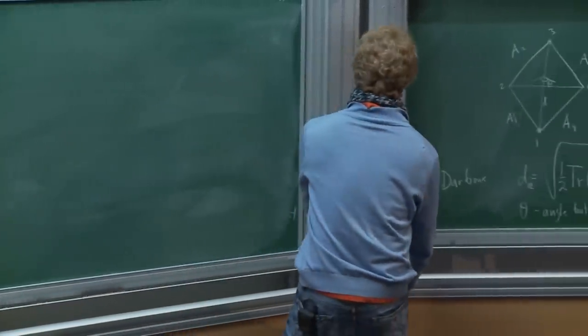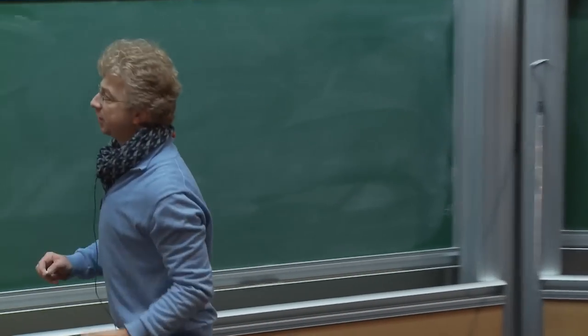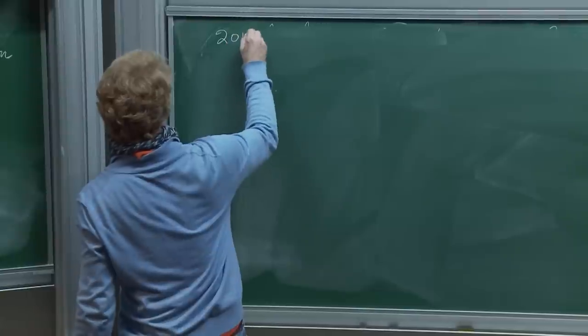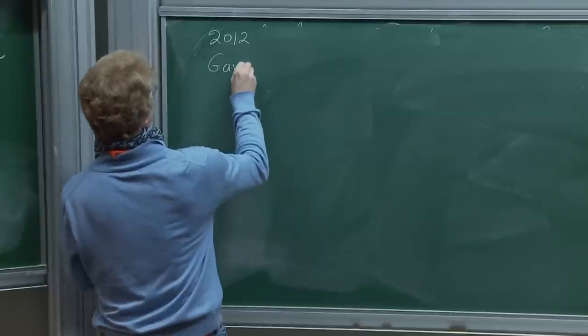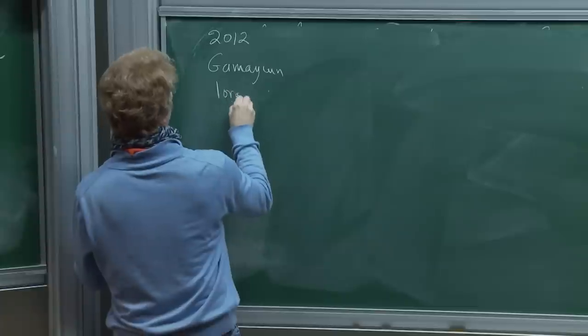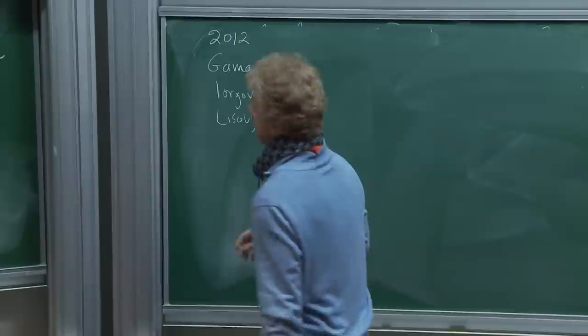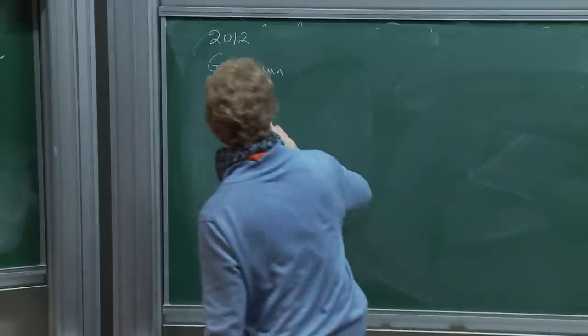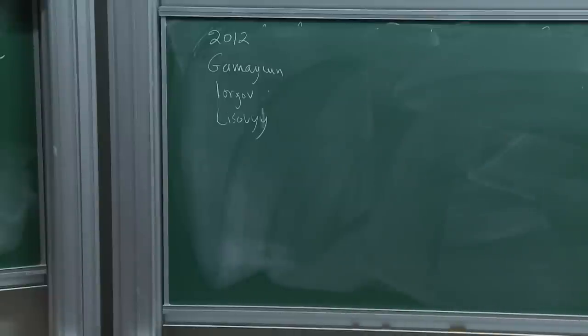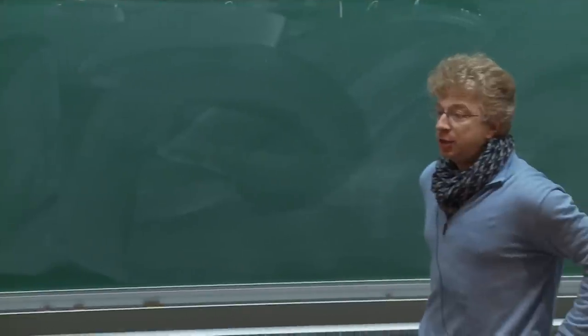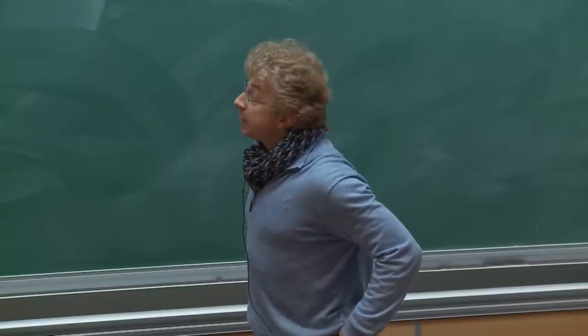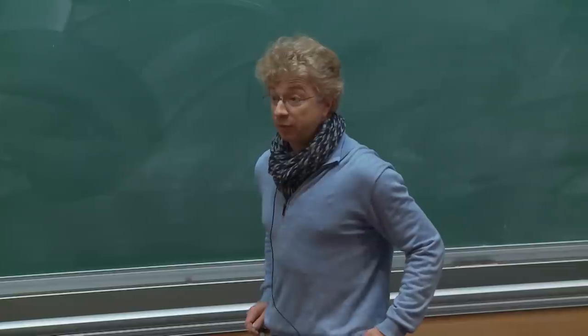And the interesting fact, which was observed as a conjecture at first, and I think proven some time later in 2012 by Gamayun, Iorgov, and Lisovyy, is that this tau function has a representation in terms of conformal field theory of a rather explicit form. I should say that back in the 80s, Jimbo, Miwa, and Sato had already observed the connection of this tau function to some conformal field theory.